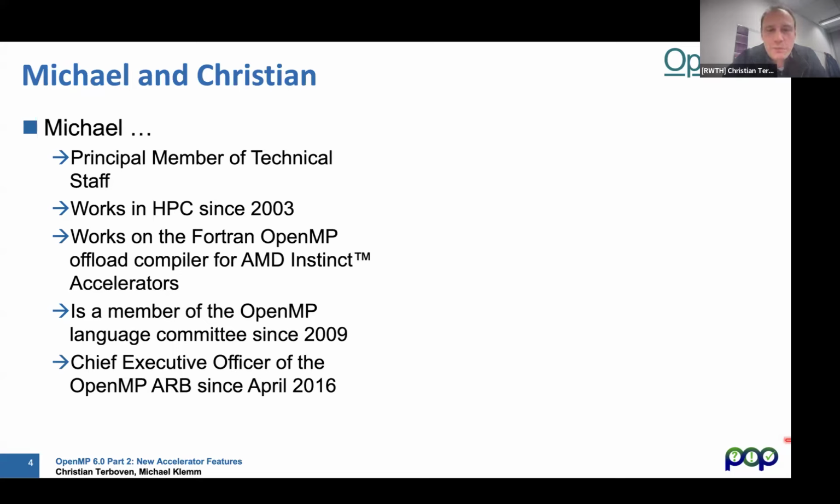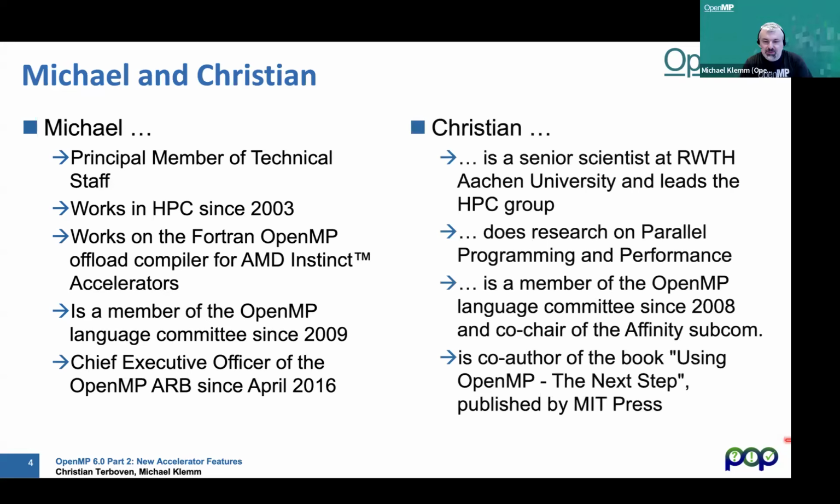So he really knows how OpenMP is compiled, not only for Fortran, also for C and C++. In the OpenMP context, he's a language committee member since about 2009. He's not only active in the accelerator stuff, but also on other topics. And finally, he's the CEO of the OpenMP ARB, the Architecture Review Board, basically the organization that owns the OpenMP specification. And he's making sure that we are making progress. Thank you for those accolades.